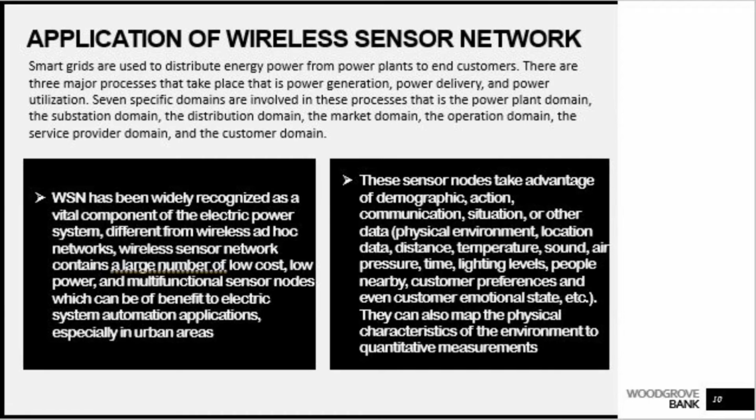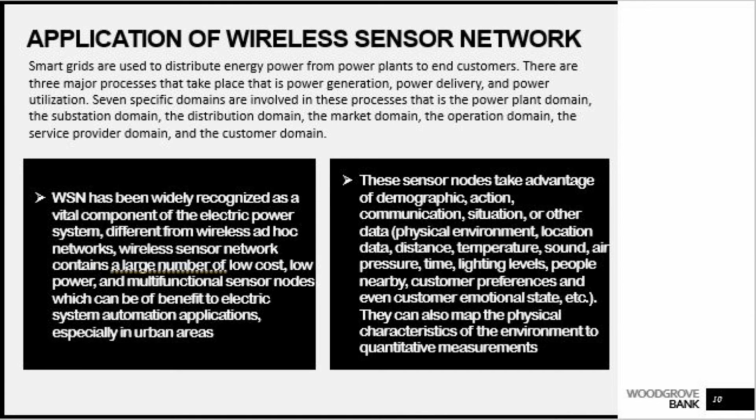Okay, for application of wireless sensor network, smart grid is used to distribute energy power from power plant to end customer. There are three major processes that take place. There is power generation, power delivery, and power utilization. Seven specific domains are involved in this process. There is the power plant domain, the substation domain, the distribution domain, the market domain, the operation domain, the service provider domain, and the customer domain.